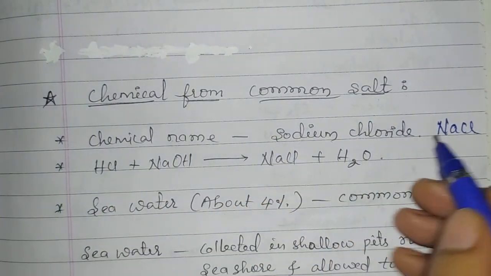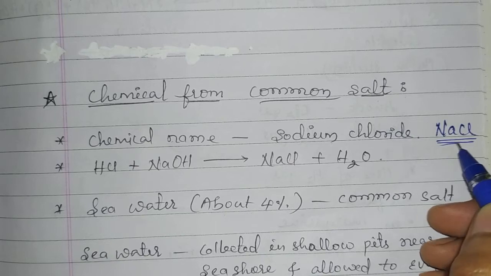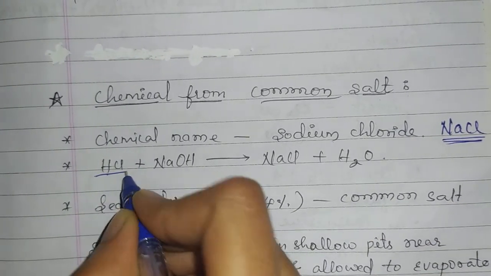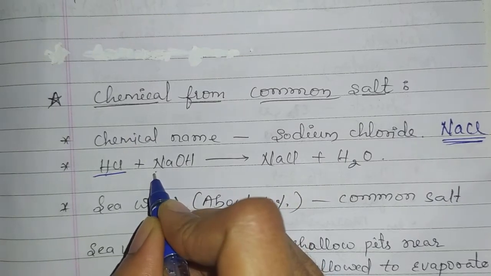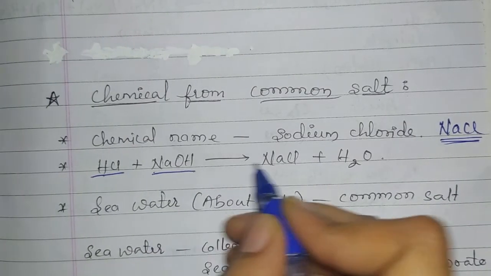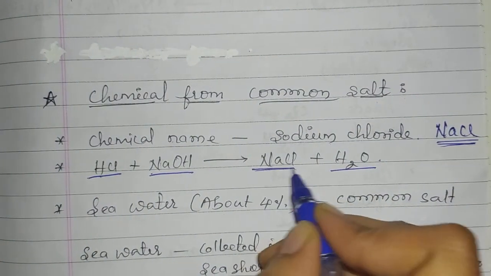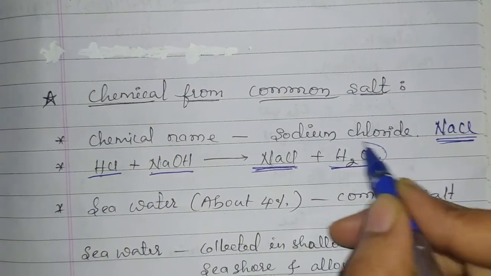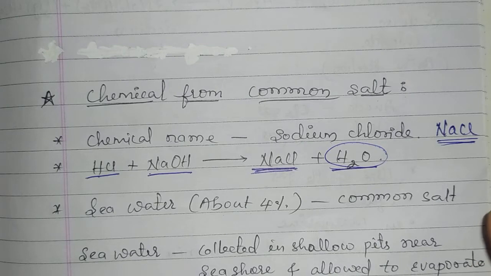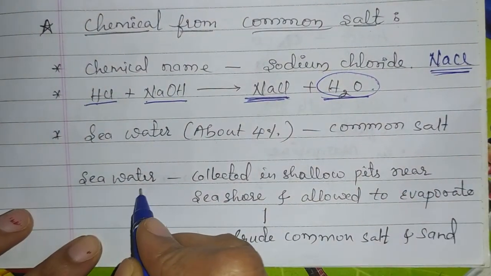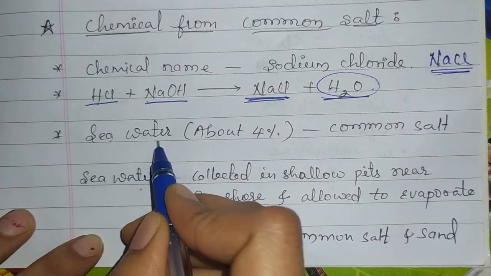This sodium chloride or common salt is formed when a strong acid like hydrochloric acid reacts with the strong base sodium hydroxide. It forms sodium chloride and water. Here sodium chloride is the main product and water is the side product. And this common salt is present in seawater.